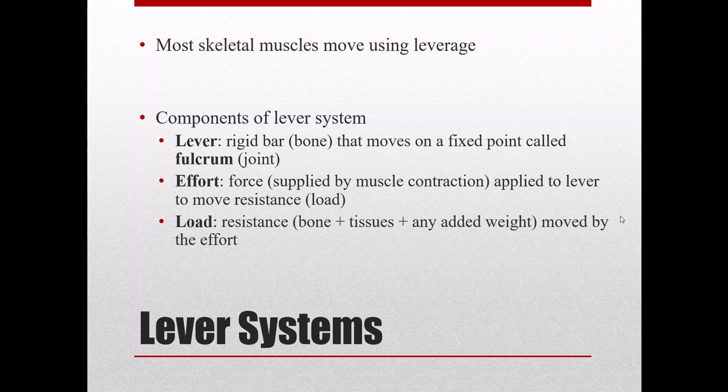And that is our skeleton system. So there are 3 components to a lever system. There's the lever itself, which is the rigid bar that moves on some fixed point called a fulcrum. In the body, the rigid bar is the bone, and the fulcrum, the hinge point, is our joints. The effort is then the force, which we get from our muscle contractions, that is applied to the lever in order to move some sort of load or resistance.